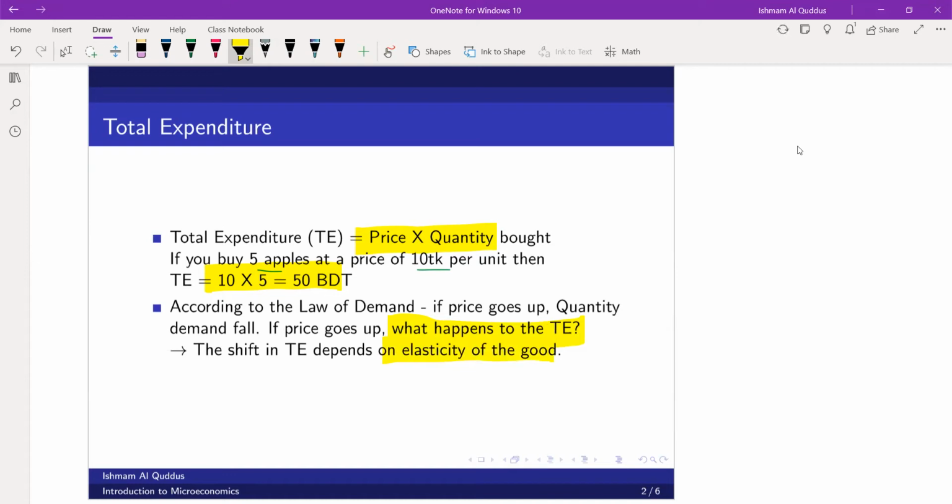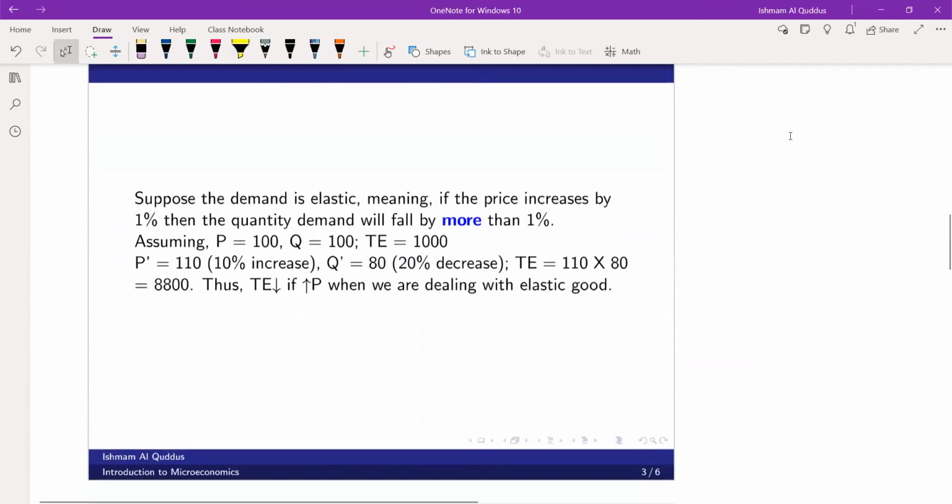The elasticity of the good actually indicates the shift in the total expenditure. So suppose the demand is elastic. Remember, demand is elastic when PED is greater than 1. So if the price increases by 1%, the quantity demanded will fall by more than 1%.